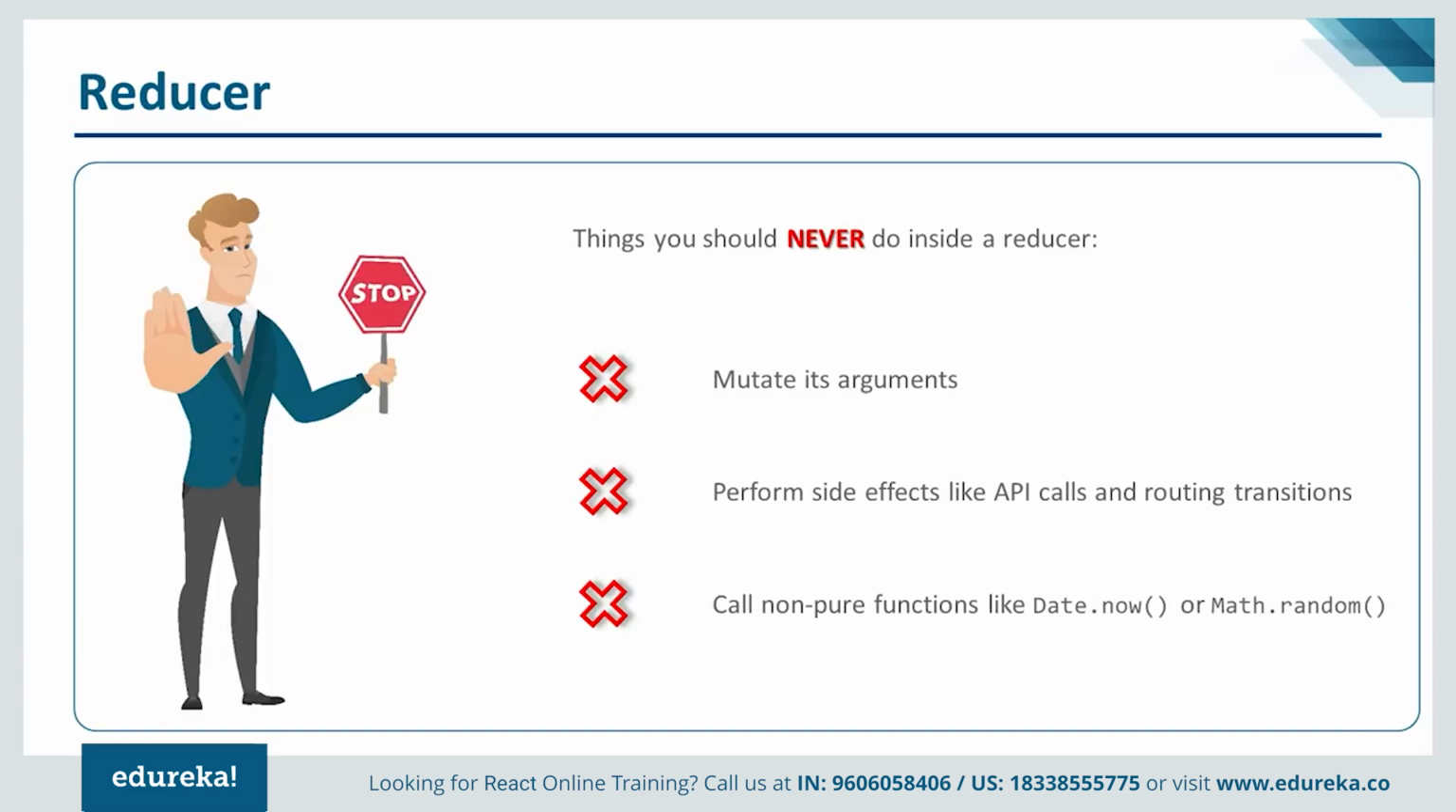You should not perform side effects like API calls and routing transitions. And you should not call non-pure functions like Date.now or Math.random, which manipulate or change the input values. You should not use these three things in reducer functions.